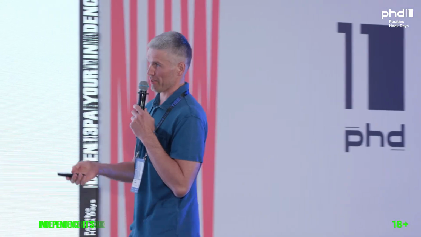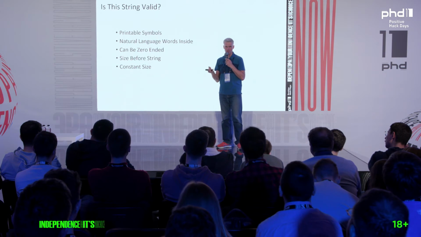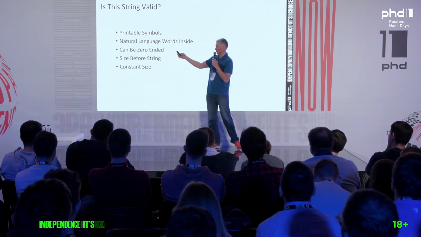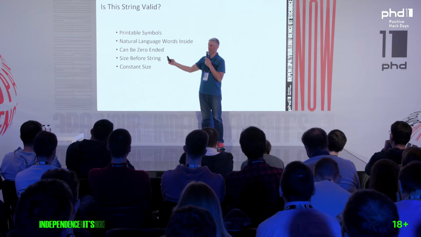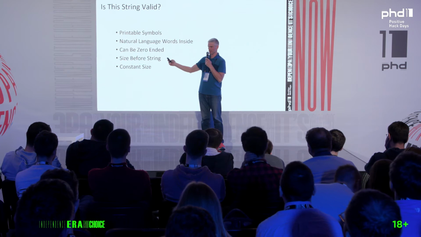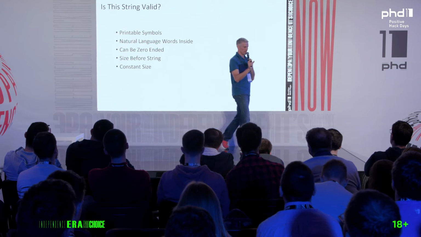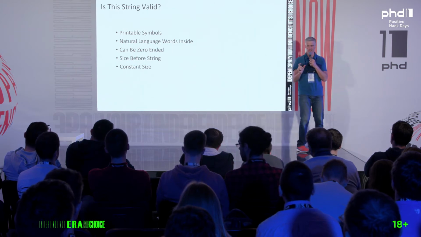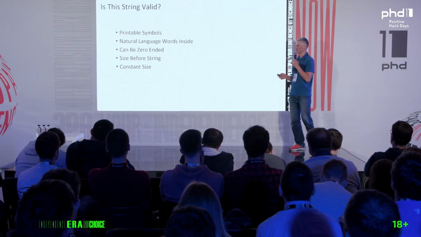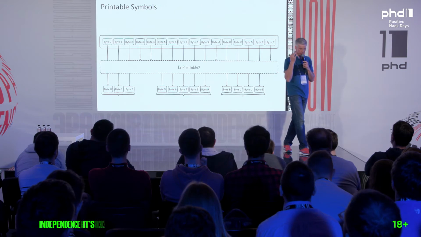So I asked myself, what is it that I am interested in, and how would I distinguish strings? Well, naturally, the string should contain some printable symbols. Often you would expect some natural language words, at least in some of the strings. And again, they should have something special about their size. Maybe size before string, they can end in zeros. Or maybe all the strings would be the same in terms of size. They may not be zero terminated, but they will have the same size.